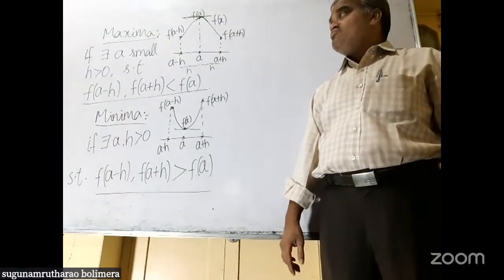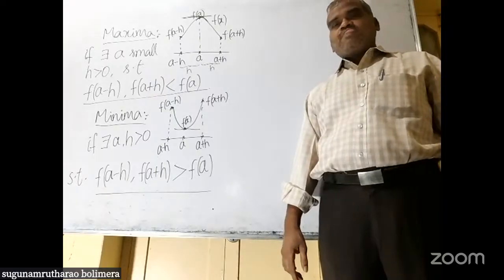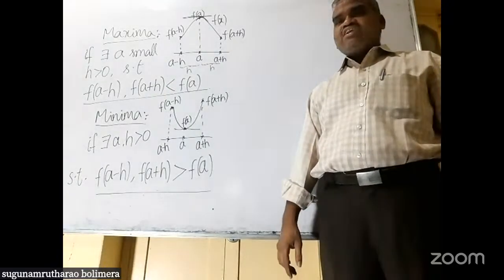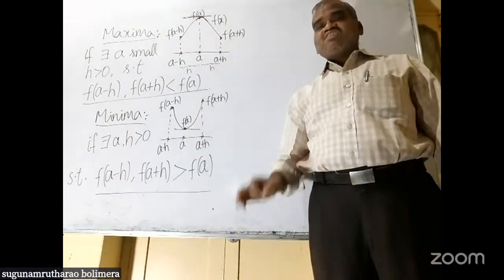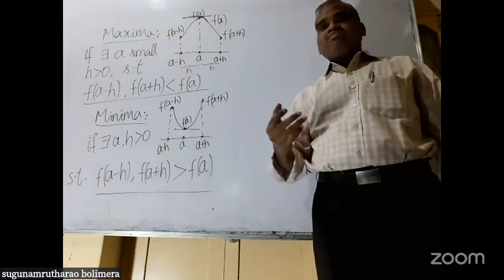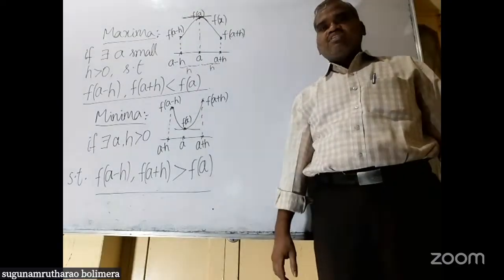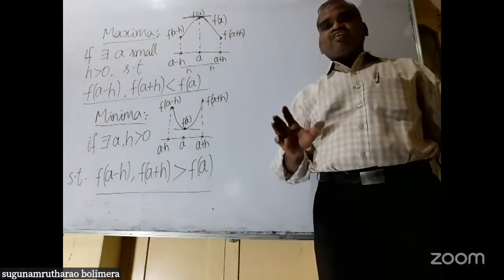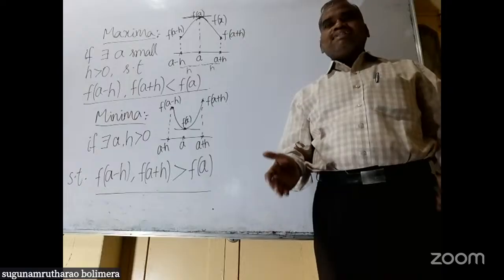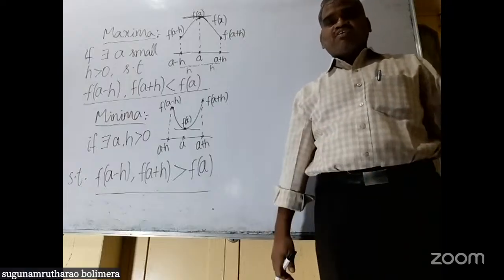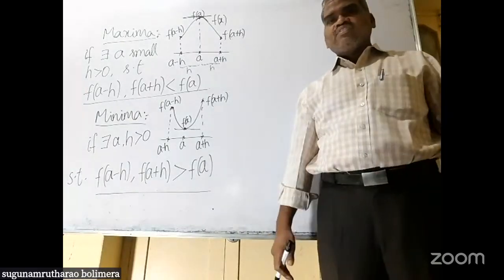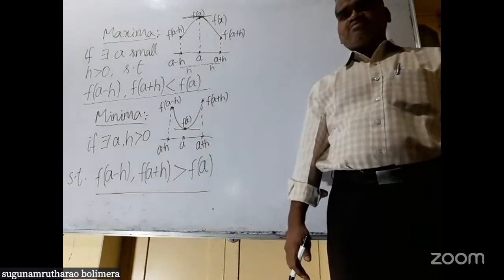First derivative of any function. That's why, either at minima or at maxima, the first derivative of the function will be equal to 0. If the first derivative of the function is equal to 0, then there is a possibility of getting either maxima or minima. It's not sure, but there is a possibility.